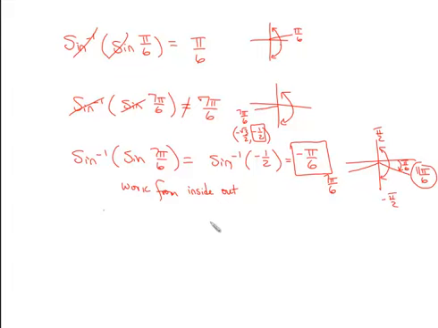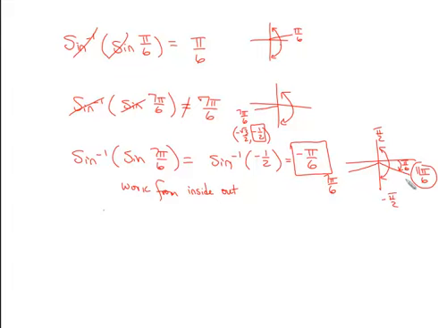So not only does it not give us just the 7 pi over 6 by canceling out the sine and the inverse sine, it doesn't even give us the 11 pi over 6 that we would normally write. It has to give us negative pi over 6. You have to just look at the reference angle and say, okay, to be numerically between these two values, I have to go backwards pi over 6.